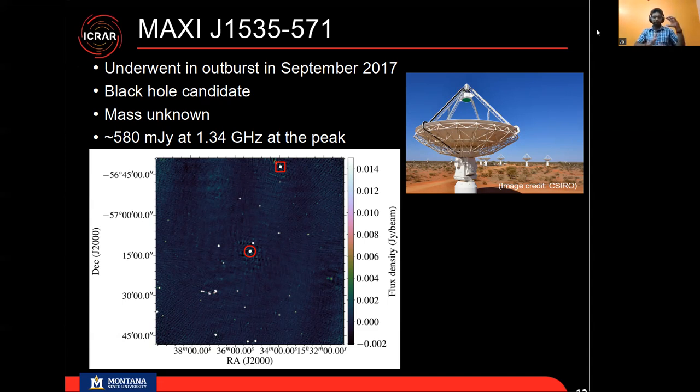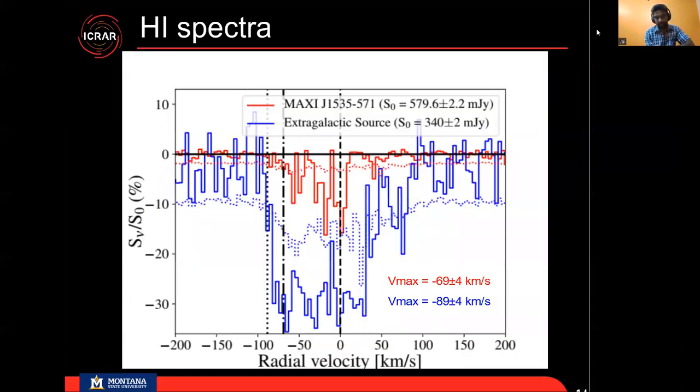Now, as the source was bright enough, we studied the spectrum corresponding to this particular source. And what we detect, can you please go to the next slide? What we have observed is the actual absorption corresponding to the source. The absorption spectrum for this particular source is highlighted in red, and you can see some horizontal dotted lines. Those show the 3 sigma RMS noise level.